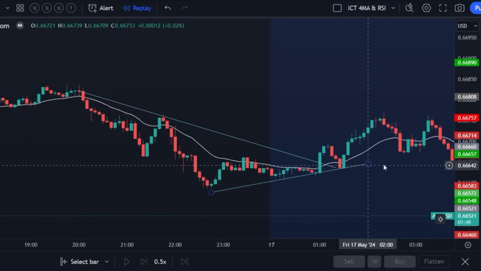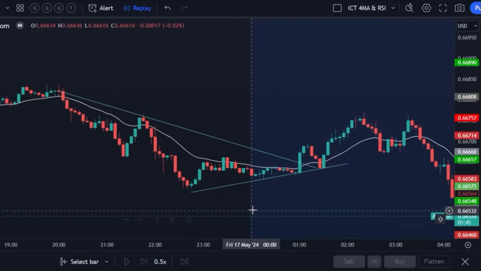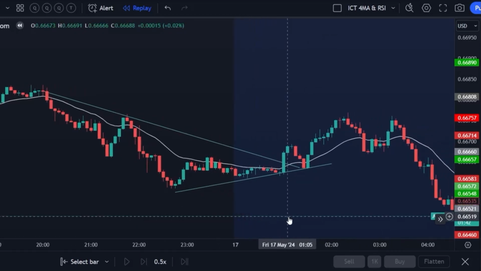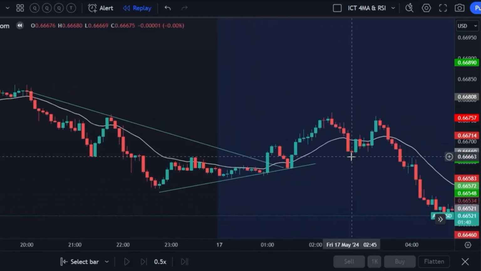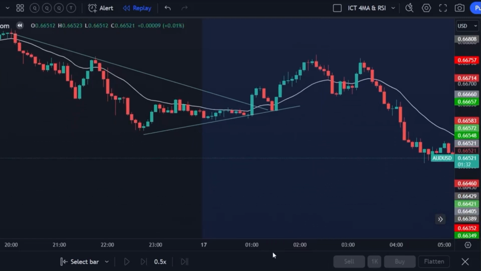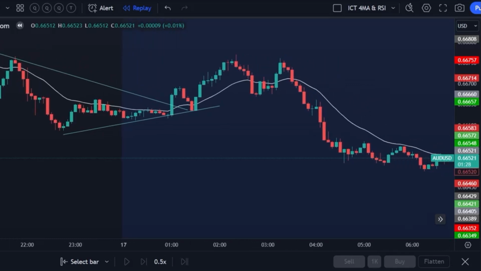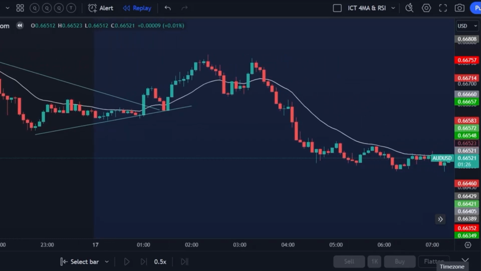Price breaks this trend line, and now we're looking for a 3 trend line touch to the downside. We have it here, but price is already below the 20 EMA. So that is no trade. And we are outside of the London session.